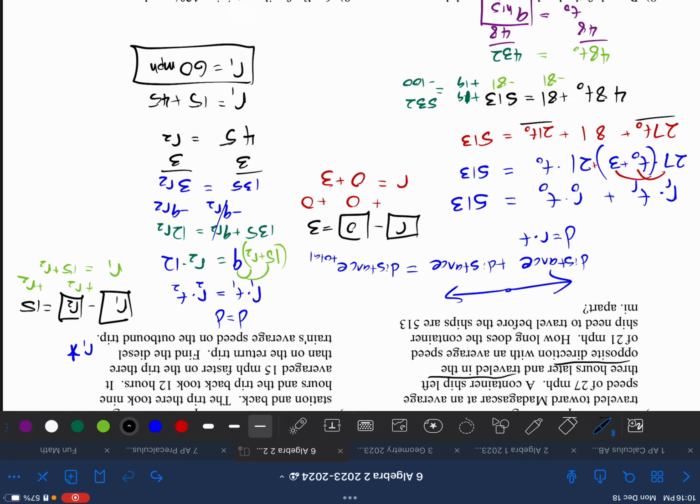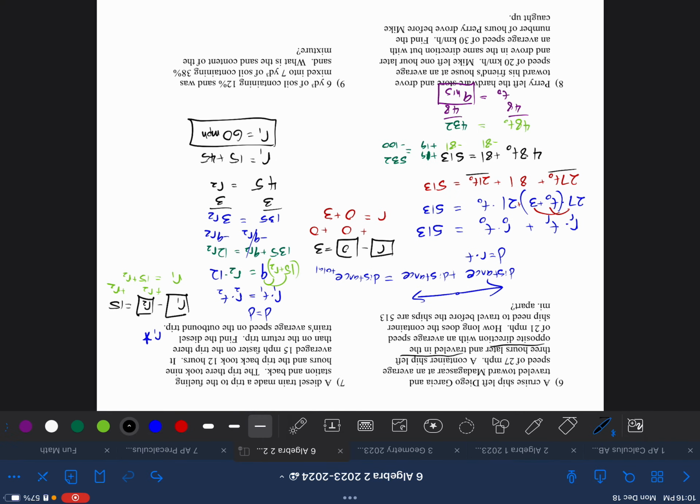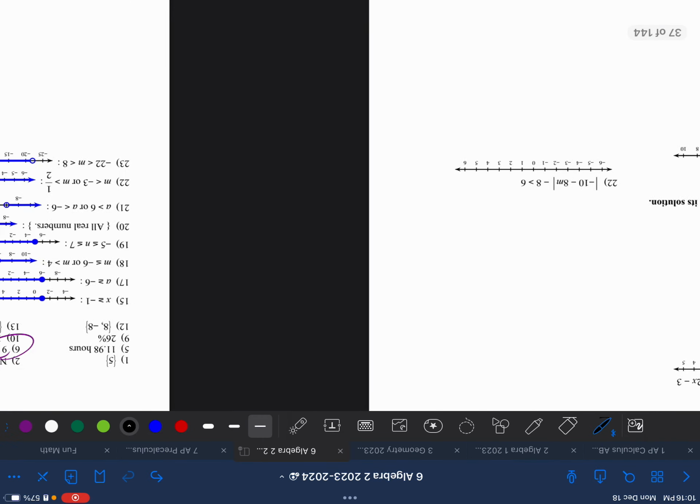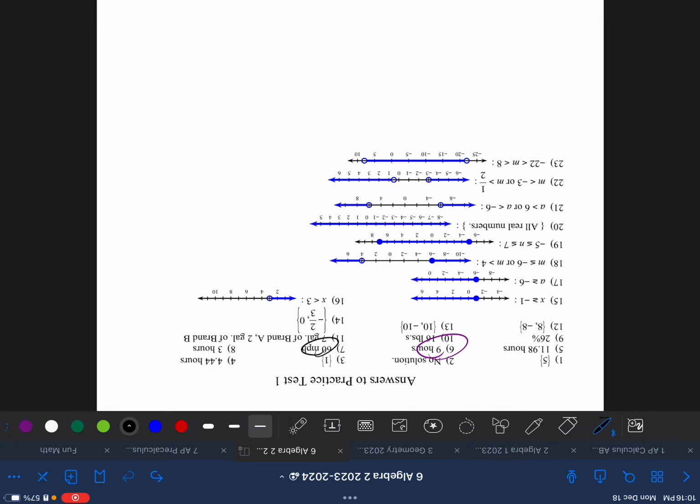Let's go ahead and check. Word problems are always a little bit tricky. Number 7, we did get 60 miles per hour.